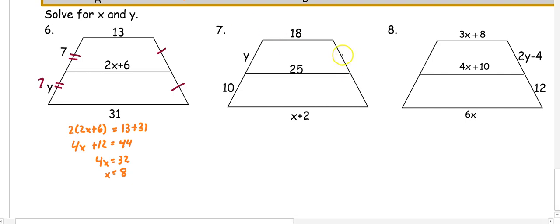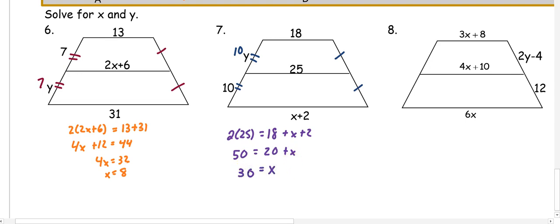In number 7, our mid-segment also splits our legs into two congruent parts, so y is 10. And to solve for x, our mid-segment is 25, so 2 times 25 equals our base plus our base. So I get 50 equals, I'm going to combine like terms, 20 plus x. So I can subtract 20 from both sides, and x equals 30.